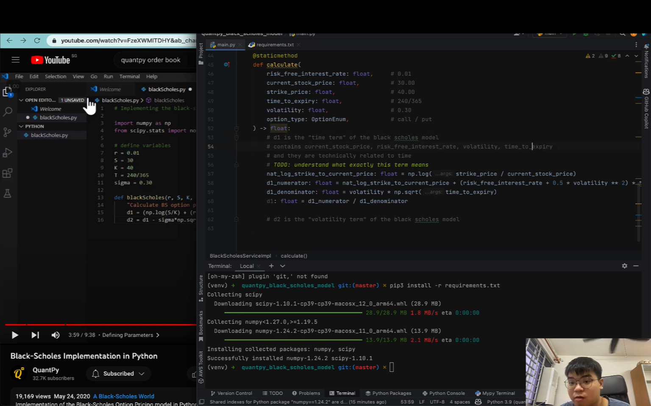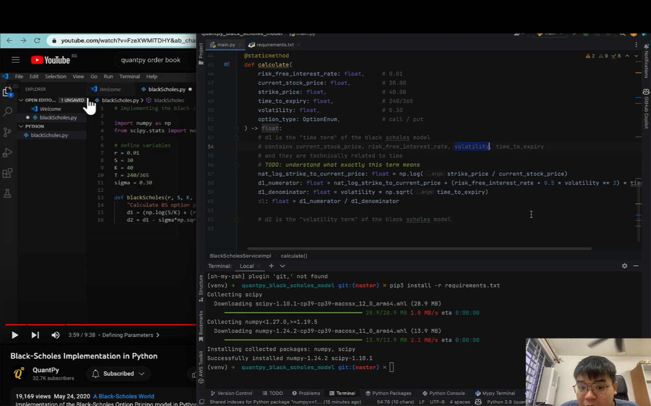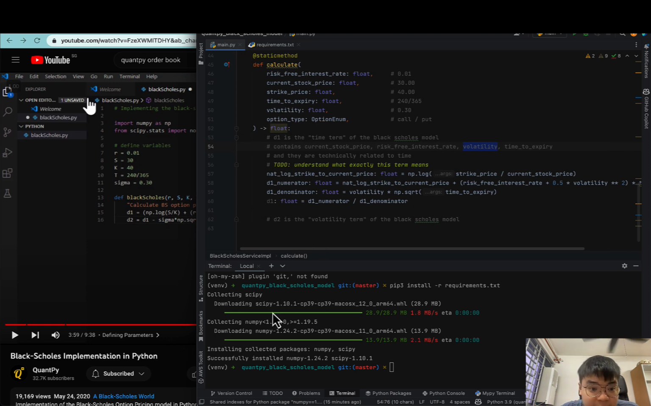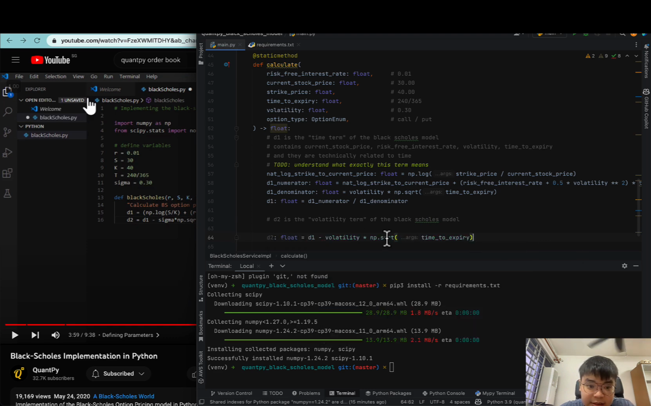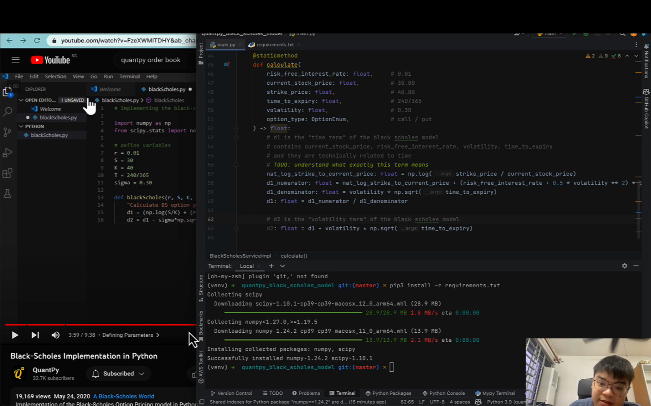Technically, they are all related to time. But D2 is a separate volatility term, and volatility is related to time. So why would you call this a volatility term then? But okay, D2 in this case is equal to D1 minus sigma, the volatility, multiplied by the square root of time to expiry. Well, technically the volatility term is related to time, but okay.